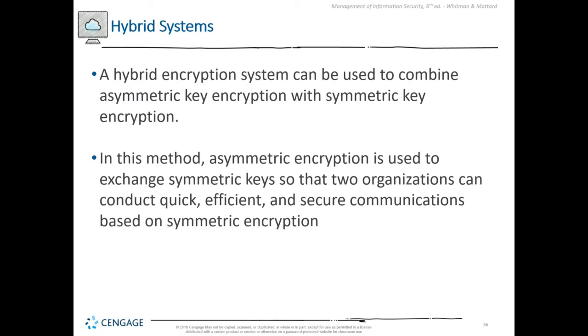You can also use a hybrid system that combines asymmetric key encryption with symmetric key encryption. With this method, the asymmetric key encryption is used to exchange the symmetric key. And then the two organizations can conduct quick, efficient, and secure communications based on the symmetric encryption.